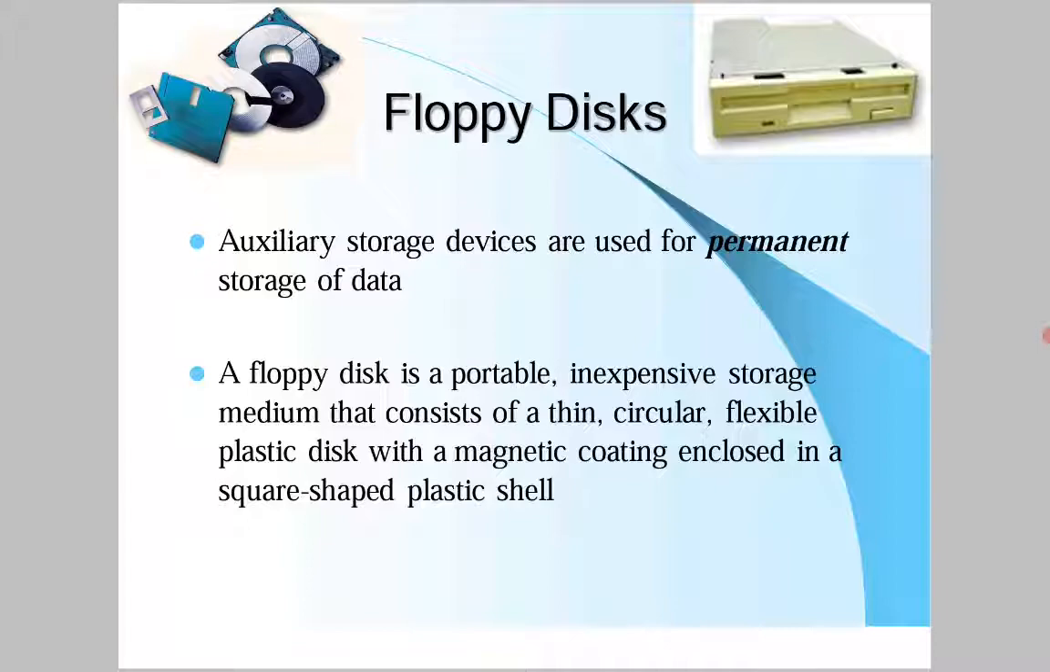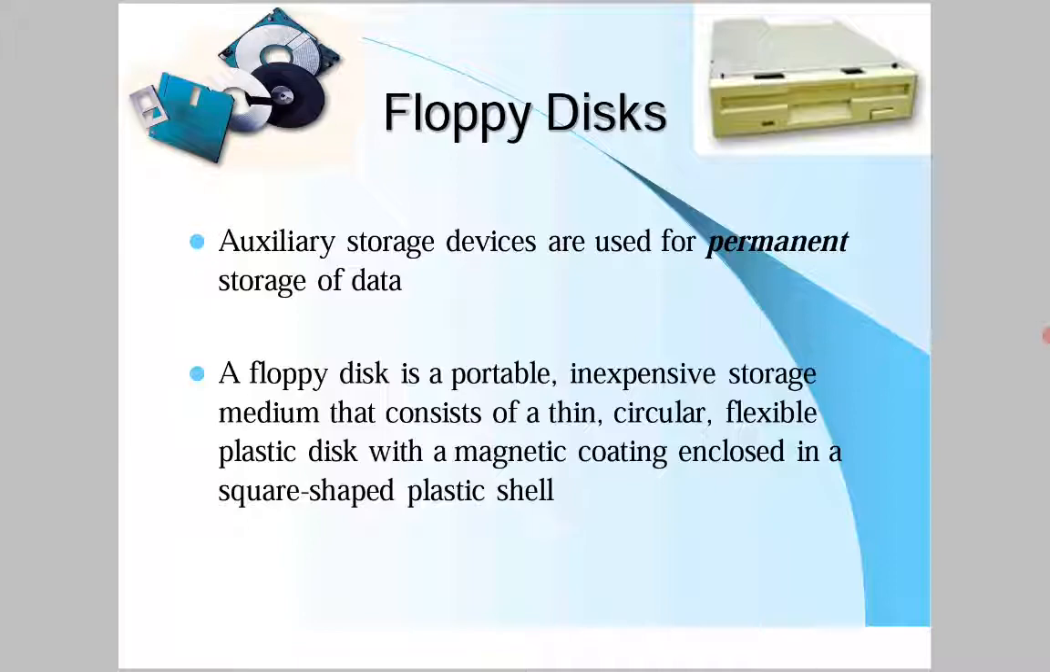So another type of memory is called auxiliary devices or secondary memory storage devices. So what is secondary storage? As we already discussed, storage units or storage devices are of two types. The first one is primary devices, or primary memory units. The second one is secondary devices, or secondary memory units.